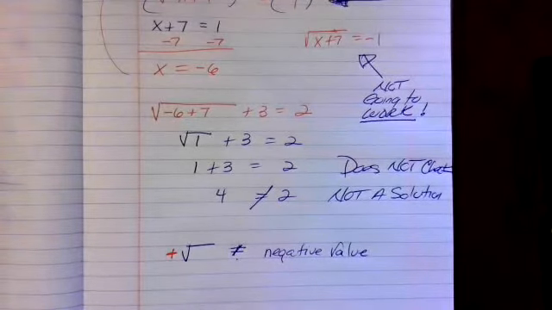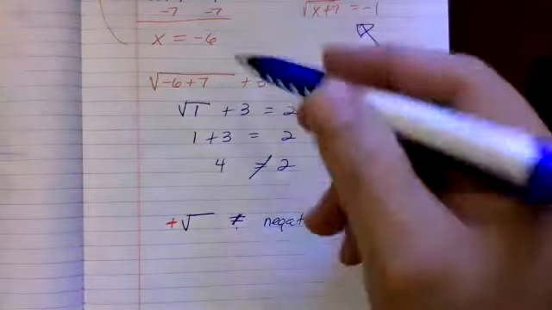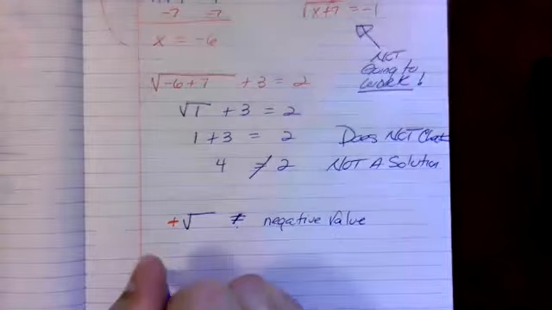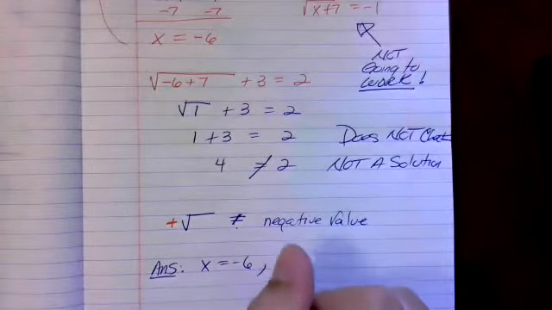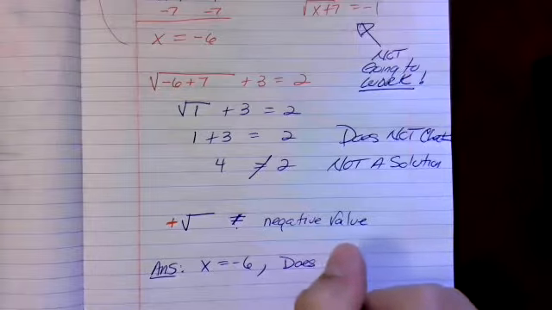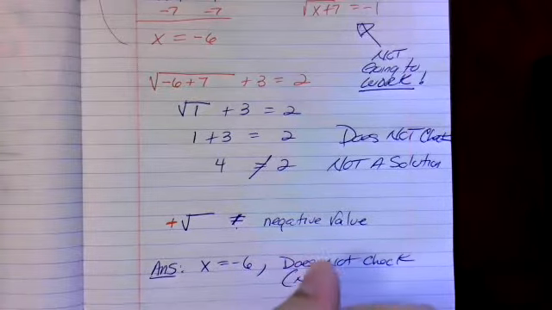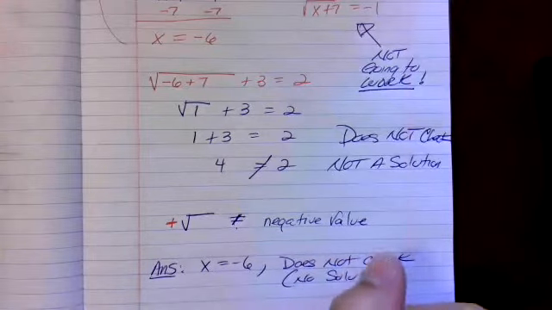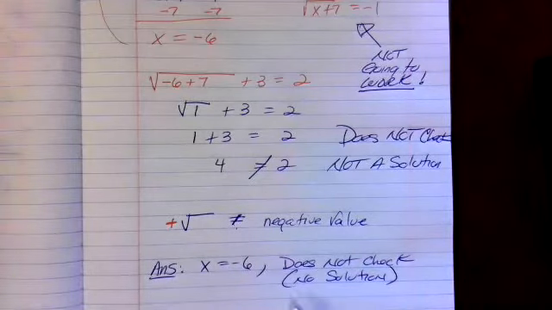So in a perfect world, students say, can I stop there? What should I do? I would suggest you follow through, and as an answer, you write x equals -6, does not check, or no solution, to show that you did the work and you checked it. And I believe that's what it'll say in the back of the book.